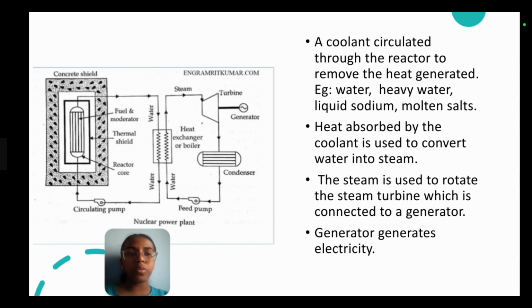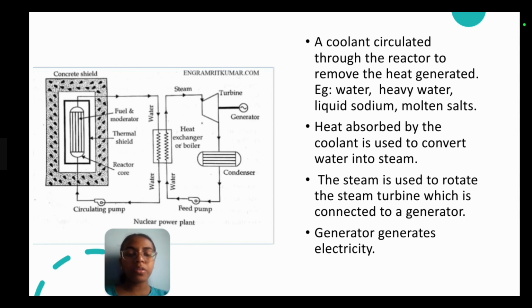Rods made of boron or cadmium, which are neutron absorbers, are used as control rods. The neutrons available for fission are controlled by moving the control rods in and out of the nuclear core.